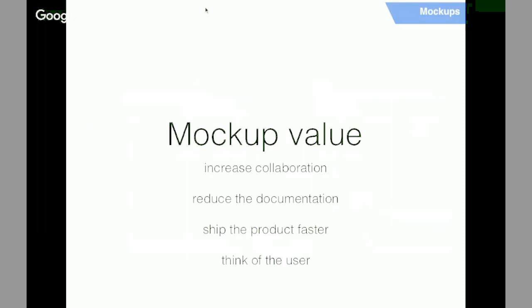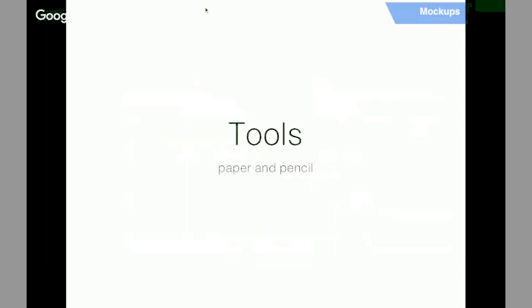Let's look at some tools that you can use while you're drawing mockups. So the first one is paper and pencil. I mean, that's the oldest and most natural tool you can use. It's just a combination of a sheet of paper and a pencil. In fact, people have used them for ages, and they used to draw what they wanted to build.